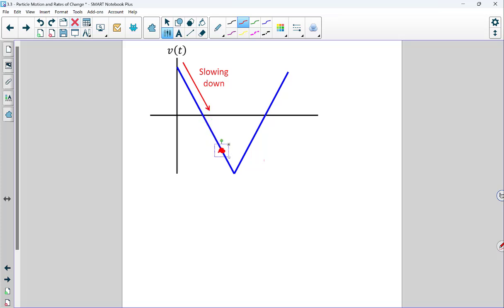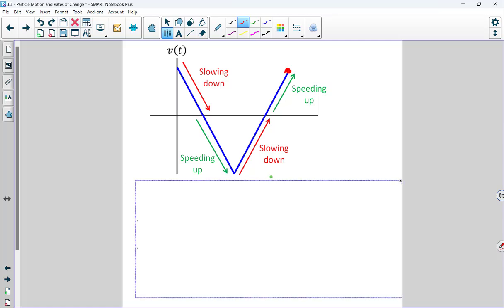The magnitudes are now increasing. So we would say that we're actually speeding up until we get to this point, which is our maximum velocity in the negative direction. And then those speeds start approaching 0 again. So we're slowing down until we get to 0, and then we're moving away from 0. We're speeding up. So notice as the velocity approaches 0, we're slowing down. As the velocity moves away from 0, we're speeding up.